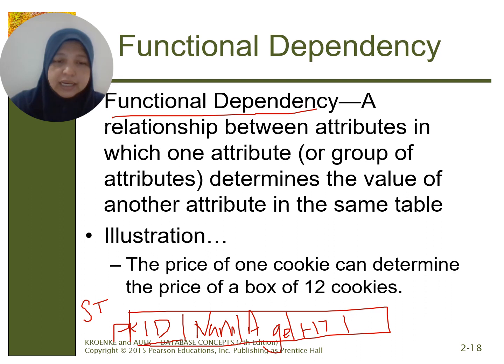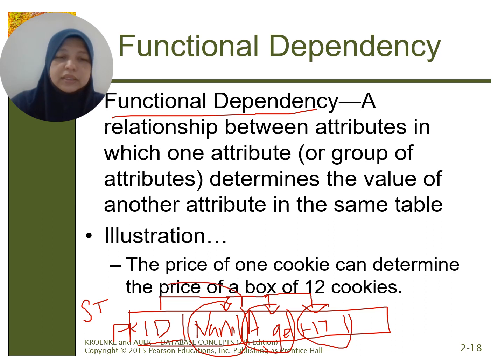Let's say ID is the primary key, meaning the key. By having the student ID, you can know the student's name. By having the student ID, you can know the age of the student. By having the student ID, you can know the hometown of the student. This is what we call functional dependency. The normal attributes depend on the key attributes. Primary key means it is the key attribute. It is still an attribute, but it is a key attribute.